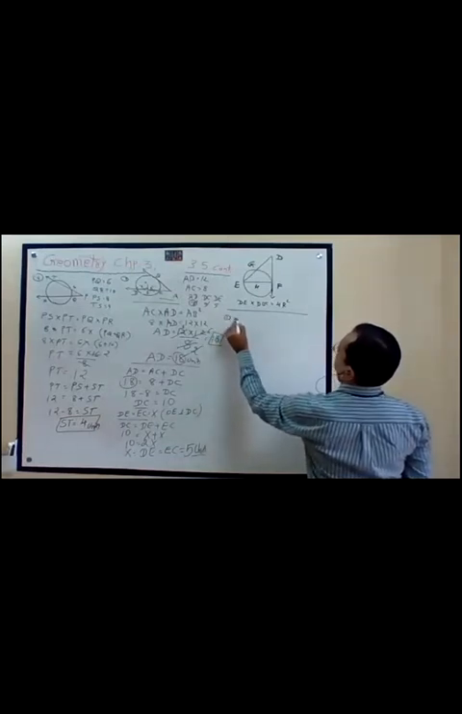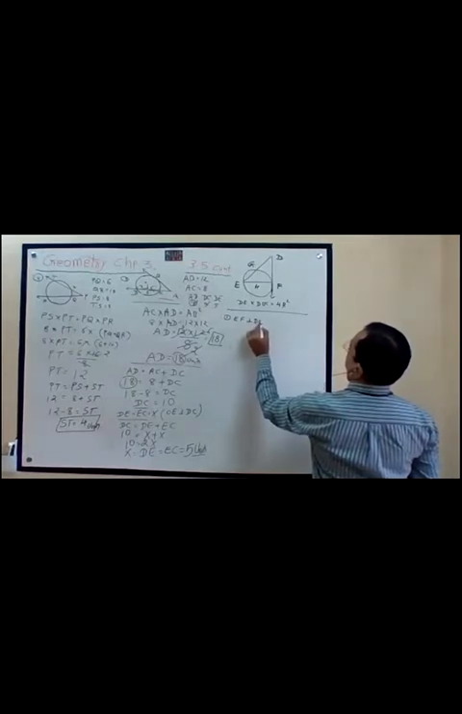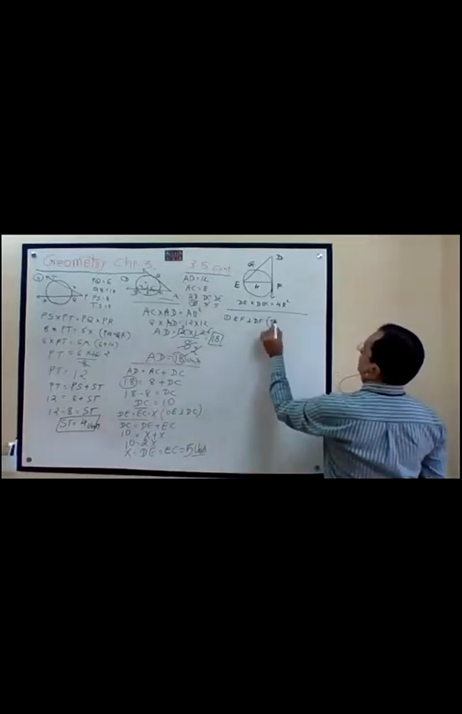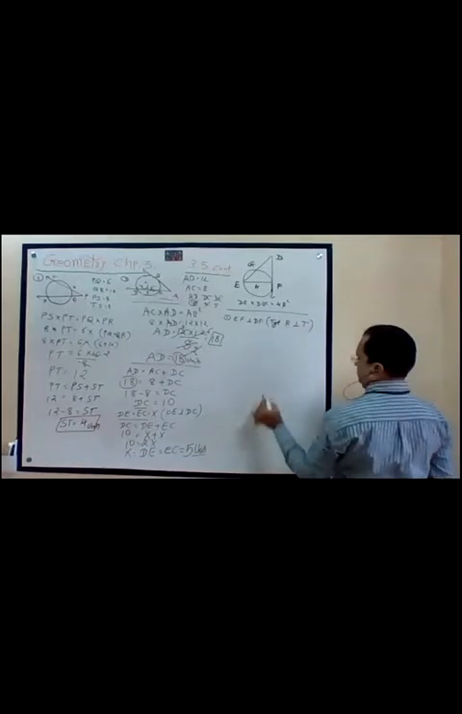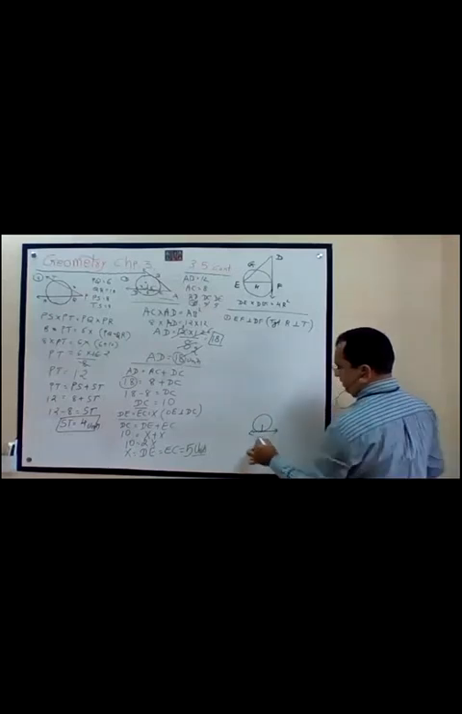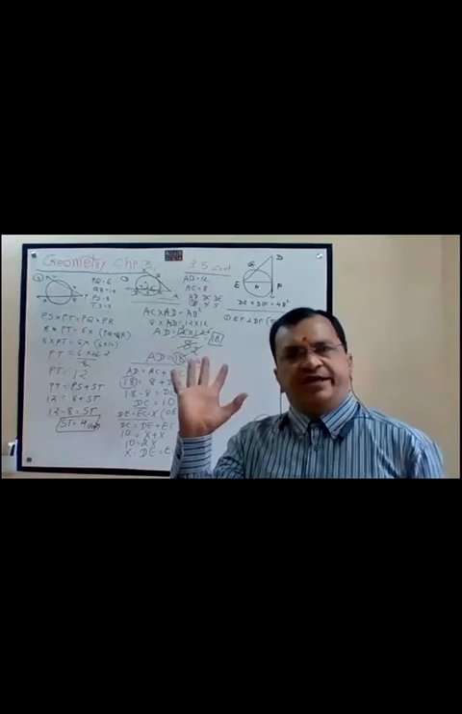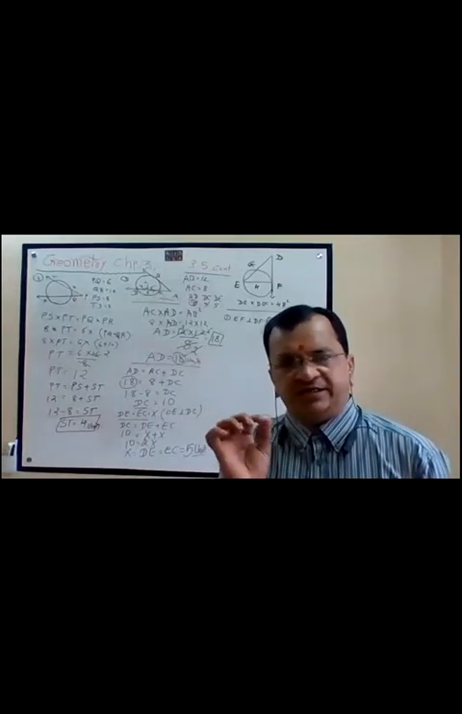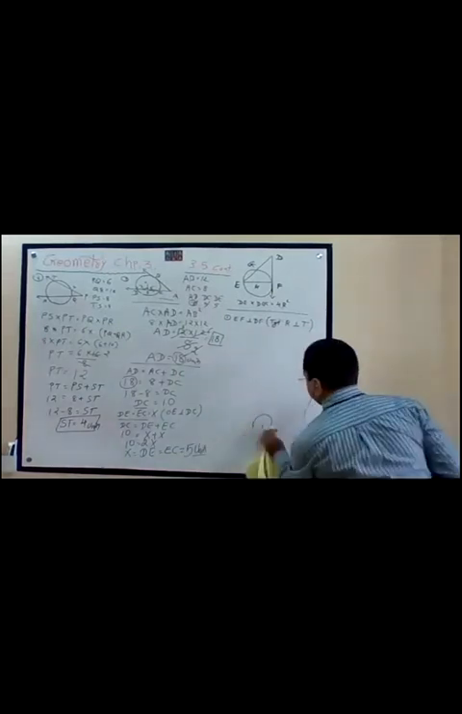First, EF is perpendicular to DA. Why? Tangent radii perpendicular theorem. For every circle, from the end point of the radii, when you draw a tangent, the radii and tangent are perpendicular to each other.